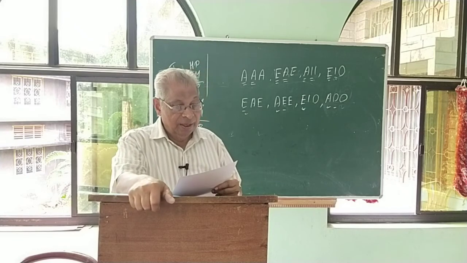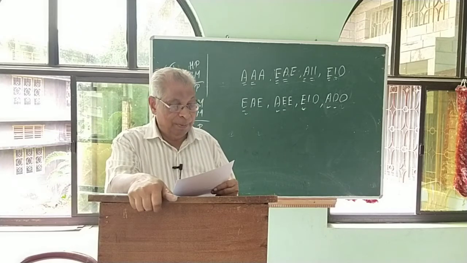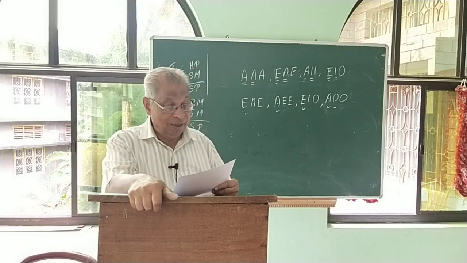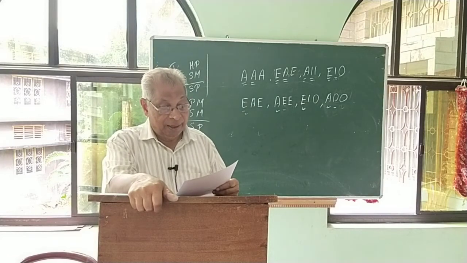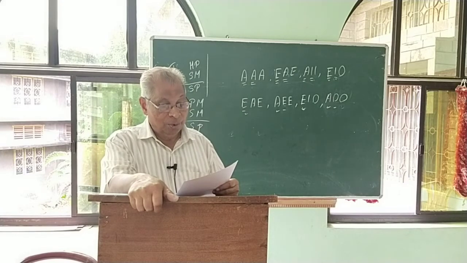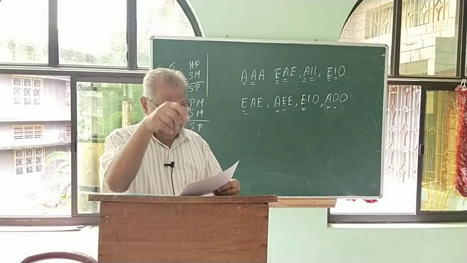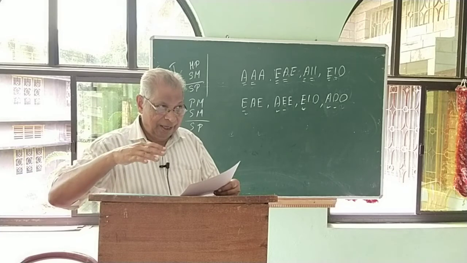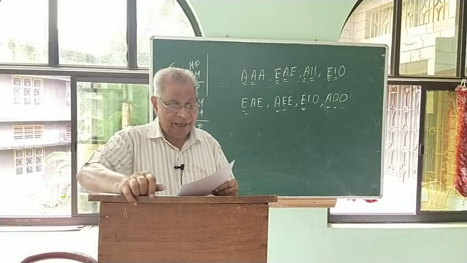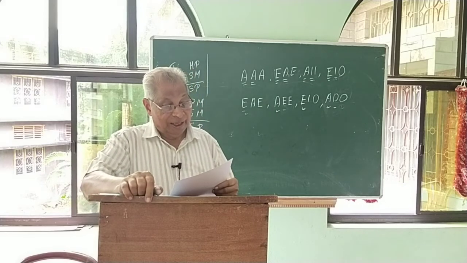Now, it is in the form of rhyme. First one was Barbara, Celarent, Darii, Ferio. The second one is Cesare, Camestres, Festino, Baroco. So, E-A-E, A-E-E, E-I-O, A-O-O. In order to make it easy to memorize, it is put in the form of a rhyme: Cesare, Camestres, Festino, Baroco. That is with regard to the second figure.